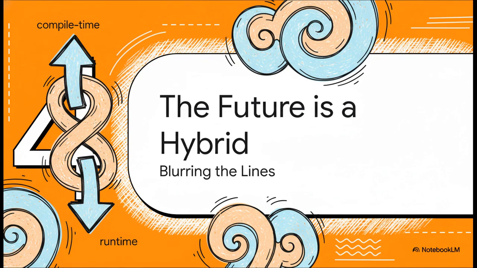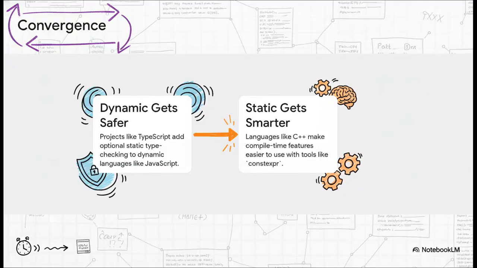So where is this all going? Well, it's pretty clear it's not a battle with one winner. The future is looking a lot more like a hybrid, where the line between these two worlds, between compile time and runtime, gets blurrier and blurrier. We're seeing this really clear trend of convergence from both sides. You have dynamic languages bolting on safety features, and TypeScript is the poster child for this, adding a safety net to JavaScript. And at the exact same time, you have static languages working hard to make their powerful compile time features much easier and more intuitive to use, trying to get some of that rapid, flexible feeling back.